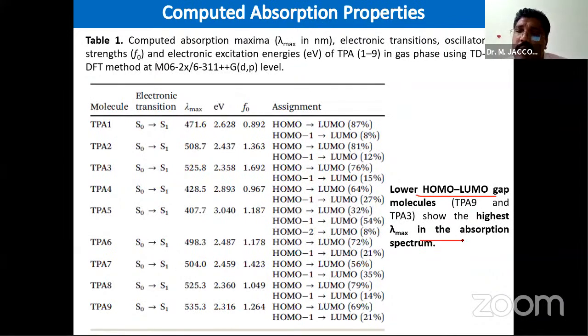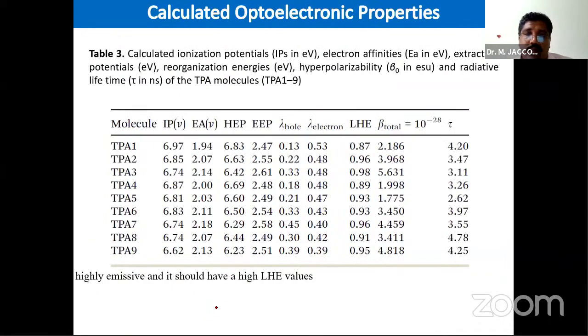Obviously, it has the highest lambda max in the spectrum. You can see the highest lambda max value associated with the furan and the alkenyl bridge. Okay, these are all the emission. Highly emissive, as you have the high light harvesting value. As you know, these have better hole and electron transport properties, and the electron reorganization energy is also higher.